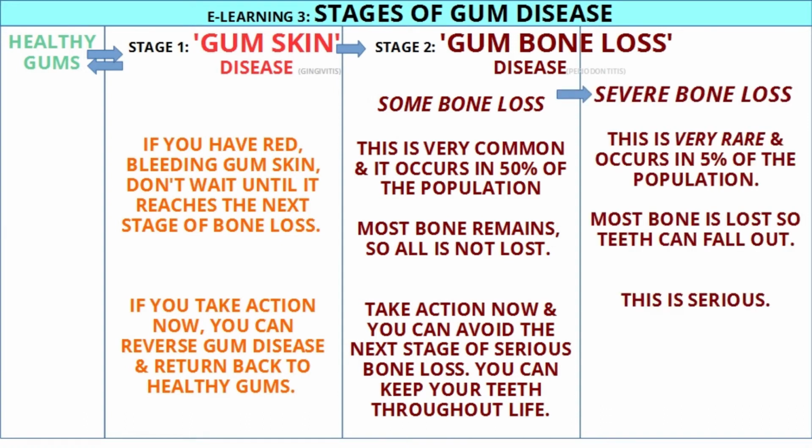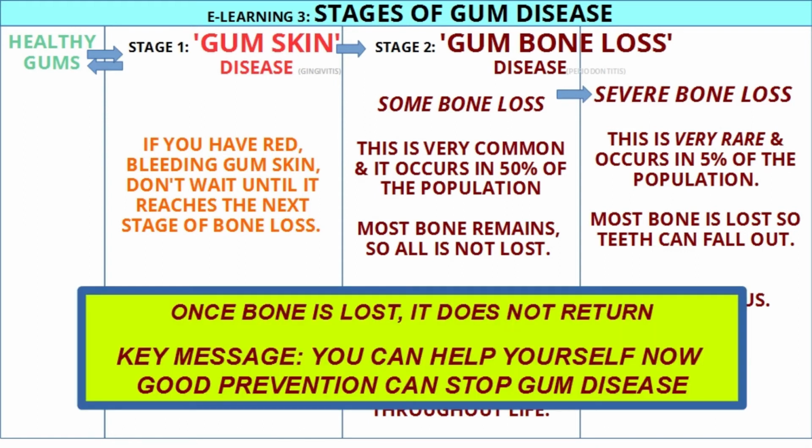Gum disease can progress to severe bone loss. This is rare, and this occurs in 5% of the population. Most bone is lost, so teeth can fall out. This is serious. Remember, once bone is lost, it does not return.